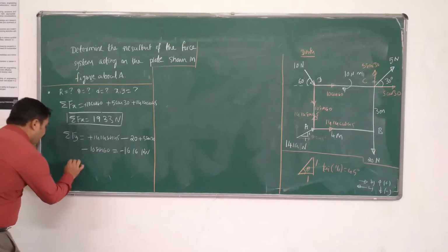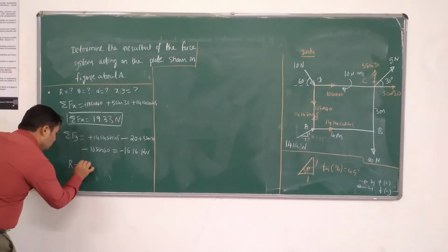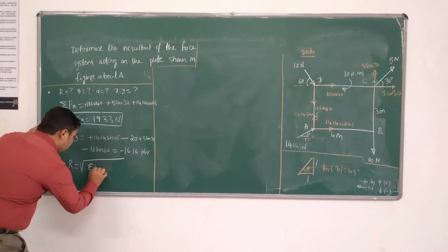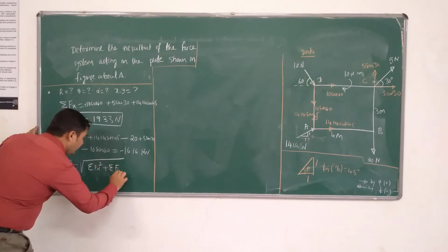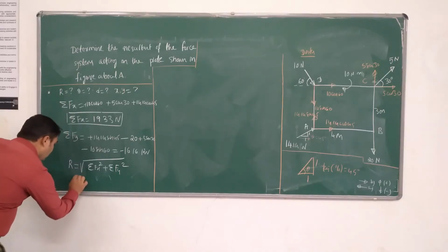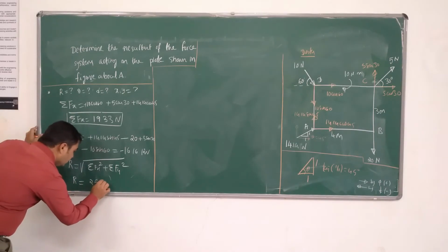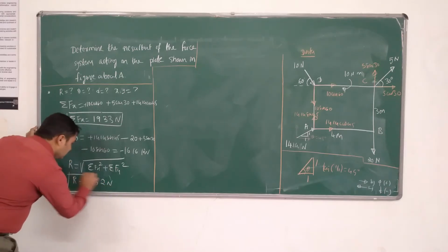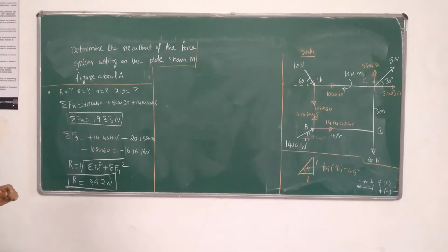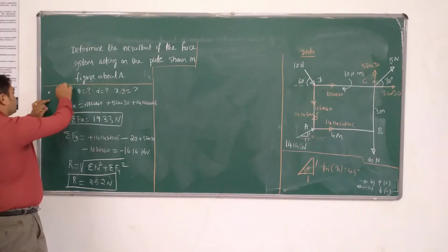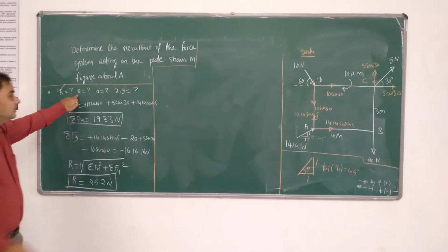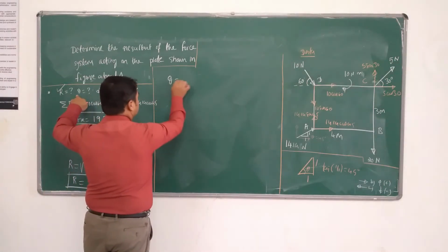Now calculate the resultant force. R is equal to the root of sigma fx square plus sigma fy square. Therefore the value of R is 25.2 Newton. So this is the value of the resultant force. Now we have calculated the resultant force. Next we have to calculate theta, that is the inclination of the resultant force.